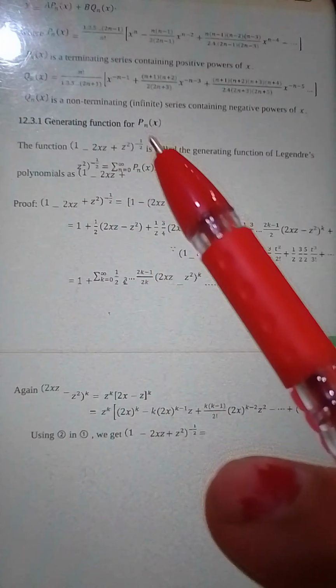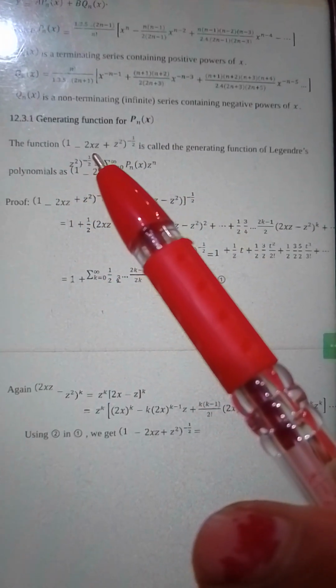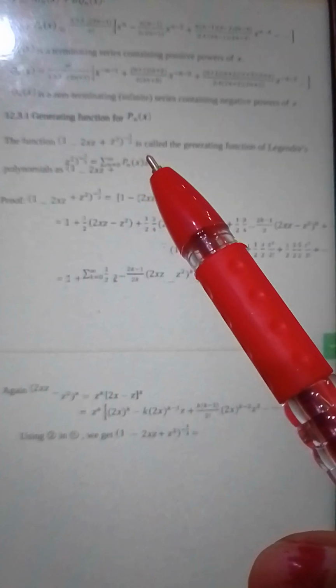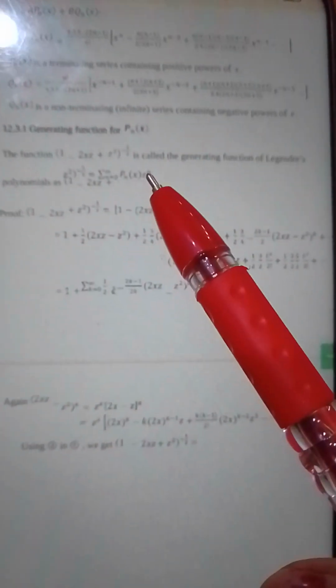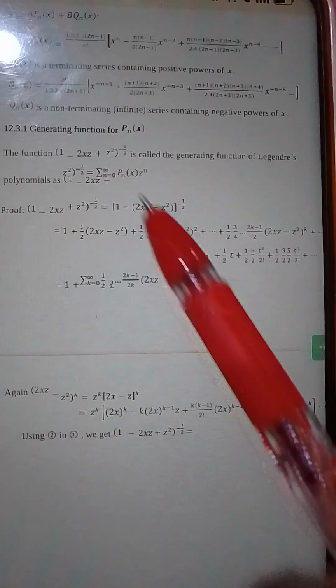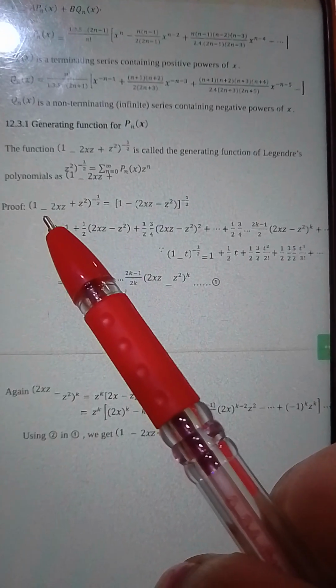So let's discuss the generating function of Pn(x). (1 minus 2xz plus z square) whole power minus 1 by 2. This is called the generating function of Legendre's polynomial. Now let's see the proof.